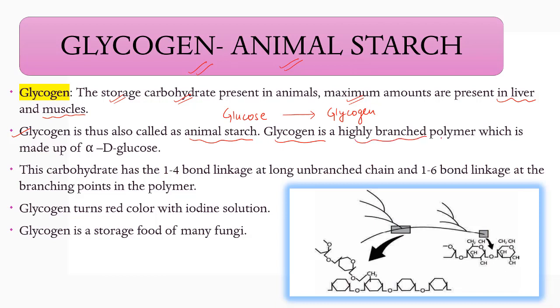Glycogen is a highly branched polymer which is made up of alpha D glucose. So glucose is polymerized to form glycogen. This carbohydrate has 1,4 bond linkage at long unbranched chains and 1,6 bond linkage at the branching points in the polymer. So basically, glucose is converted into glycogen in the presence of insulin in humans.